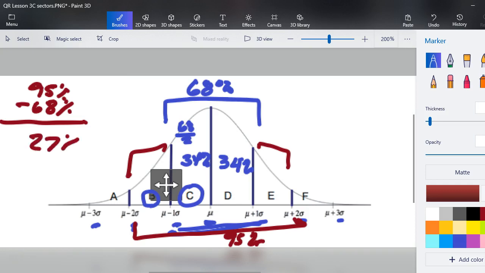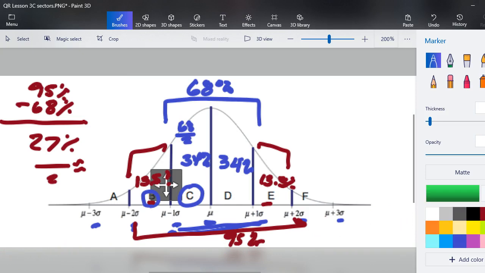This puts us at 27%, but that's 27% between parts B and E. So we need to divide this by 2. Let's try that again. If we divide by 2, then what we have to split between the two is going to be over here, we get 13.5%, and over here we're going to get 13.5% for these regions.